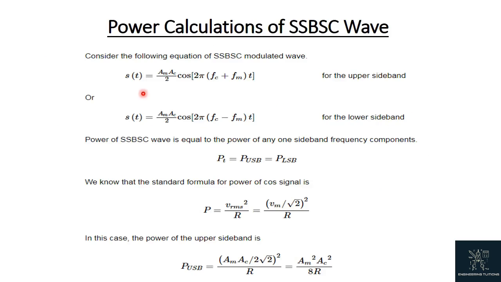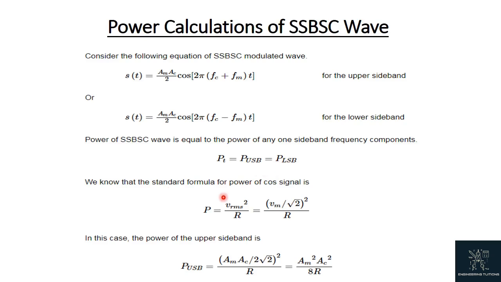Power calculation of SSB-SC wave. Consider the following equation of SSB-SC modulated wave. s(t) is equal to Am Ac by 2 into cos 2 pi (fc plus fm) t for the upper sideband and s(t) is equal to Am Ac by 2 cos 2 pi (fc minus fm) t for the lower sideband. Power of SSB-SC wave is equal to the power of any one sideband frequency component. Therefore, Pt is equal to PUSB is equal to PLSB.